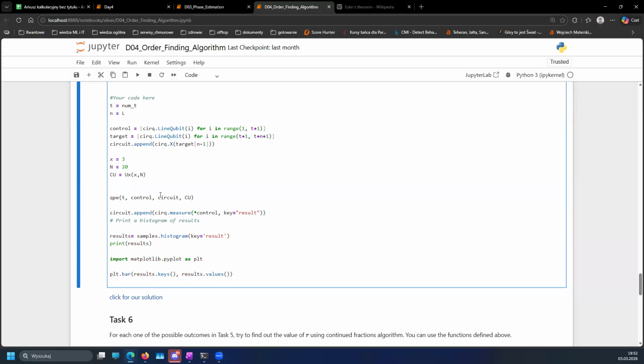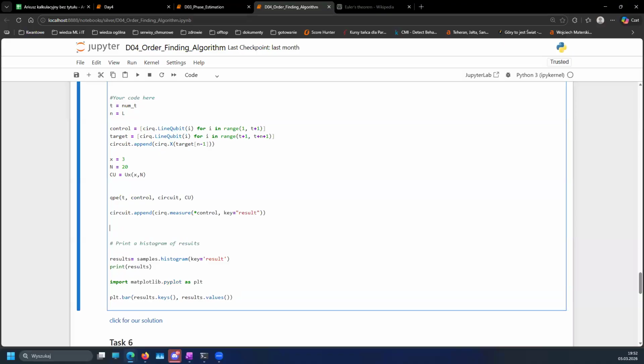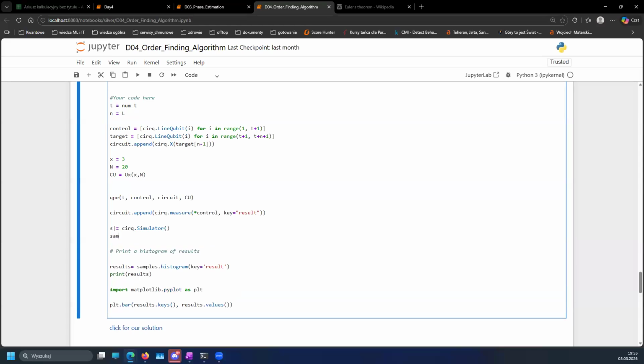Then we need to sample the circuit. So I need also to declare a simulator, cirq simulator, and then sample it. So samples, I need to use the run method on the simulator, and the circuit that I want to run is the same circuit and the number of repetitions. Repetitions equal to, let's say, 1000. Okay.